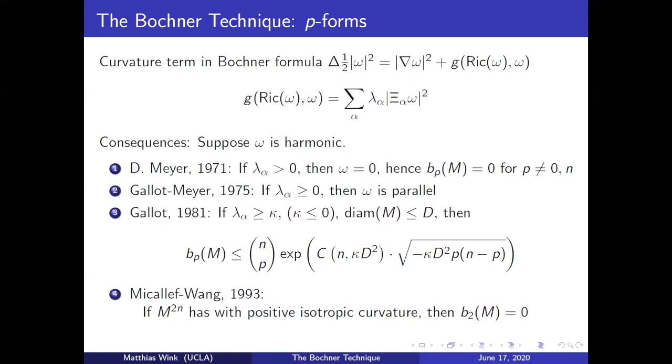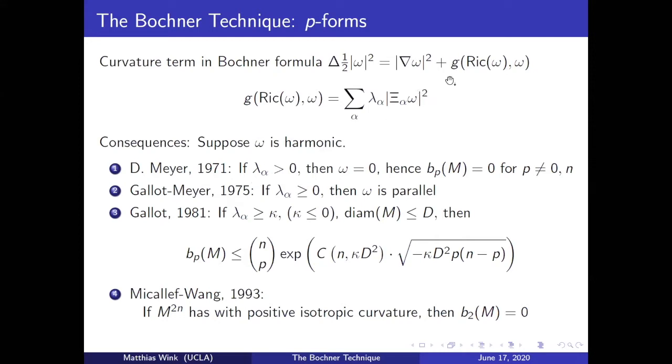And that's a result due to Gallot and Meyer from the mid-70s. If we have a manifold with non-negative curvature operator, then every harmonic one form is parallel. And we can say more if we have positive curvature operator. That's due to Meyer.